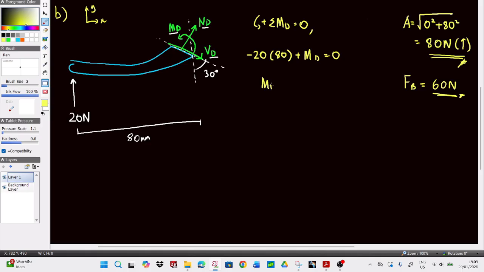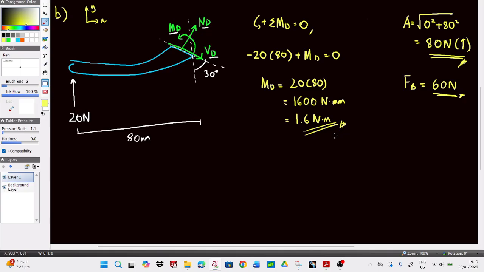So therefore, MD is just equivalent to 20 times 80, which is about 1,600 Newton millimeters. And if you want to convert it to Newton meters, you simply divide by 1,000. So it's just 1.6 Newton meters. So that's your bending moment.